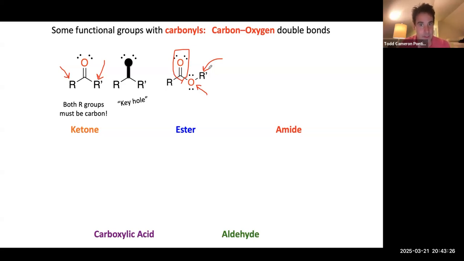continues on. Okay. Esters are what's found in the material polyesters. Polyesters have multiple esters, hence the name. An amide, very similar, except you have a nitrogen instead.